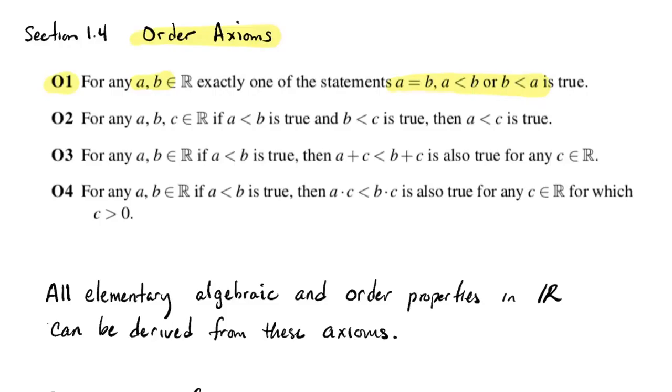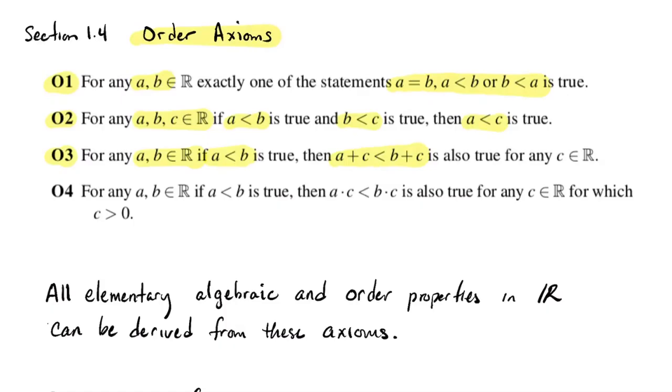The second one is a transitivity axiom. For any 3 numbers A, B, and C in the real numbers, if A is less than B and B is less than C, then A is less than C. So we're going to assume that as an axiom about this order. The third one relates order and addition. If you take 2 numbers A and B, say A is less than B, then for any number C, A plus C will be less than B plus C. You can add any number to both sides of that inequality.